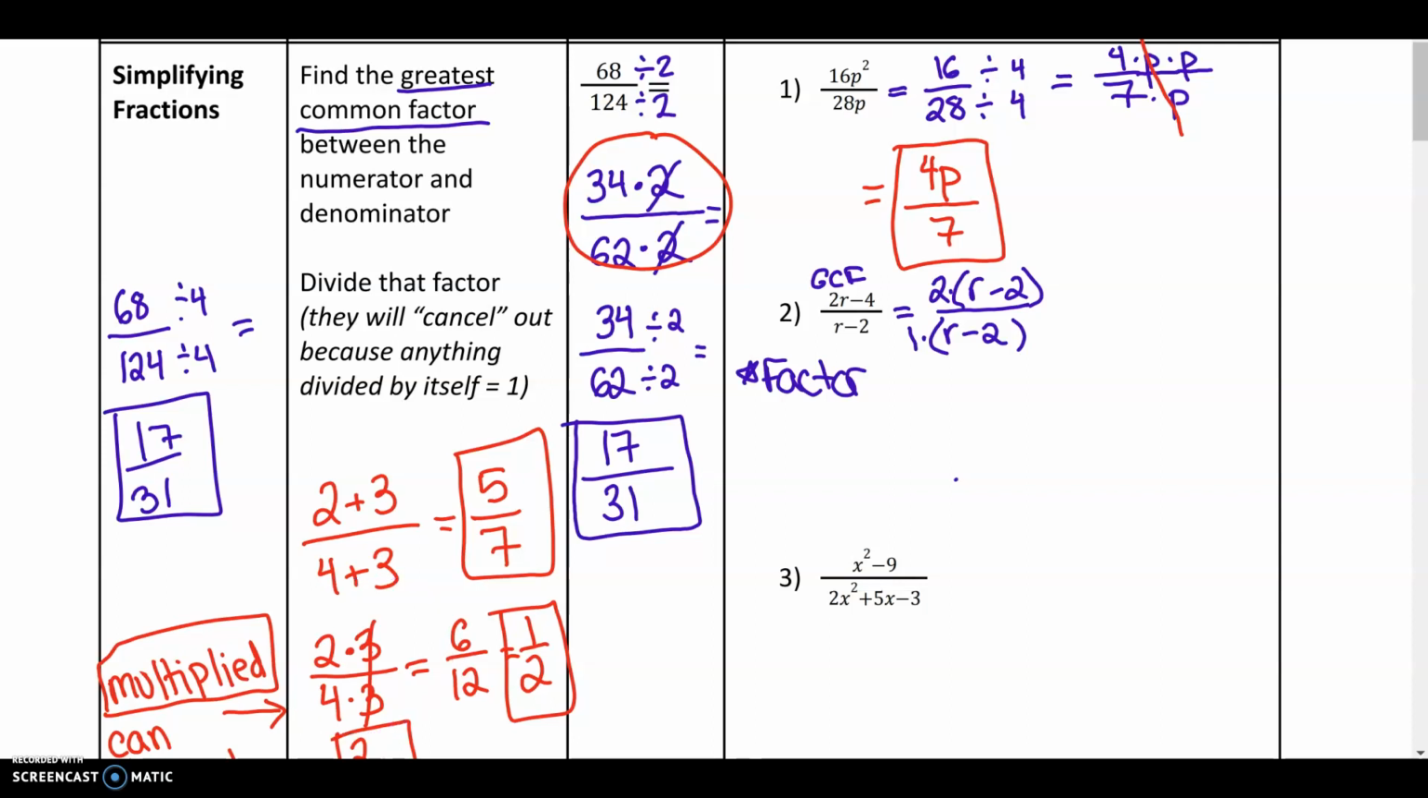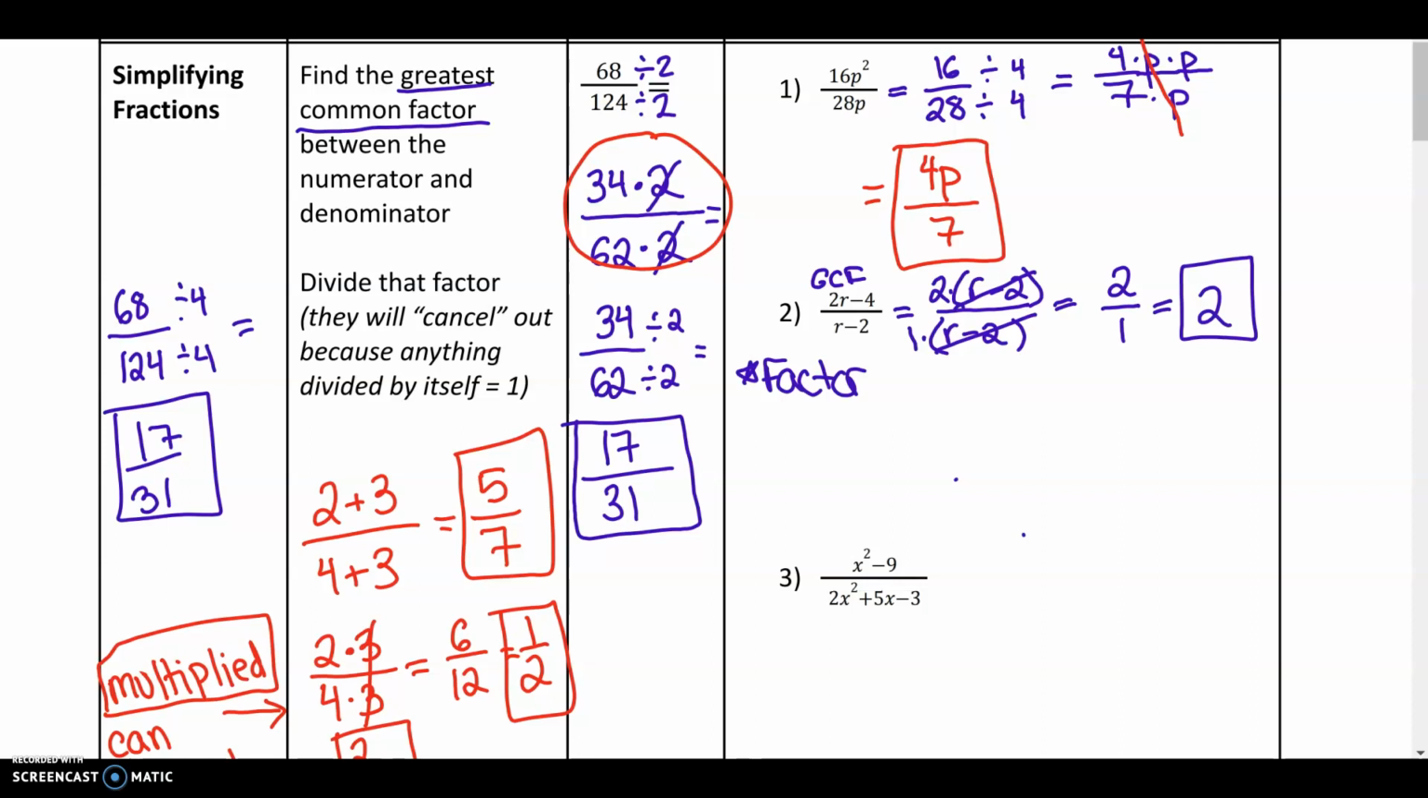And now that it's a product, anytime you have a common factor, you can cancel or divide it. So those r minus 2 are common factors. They cancel out just like the p's canceled out up here, because anything divided by itself is 1. And you're just left with 2 over 1, which we don't even really need that. The whole denominator canceled out. You're just left with 2. I just wrote in the 1 because that's what's there. If there's nothing else, 2 divided by 1 is just 2.